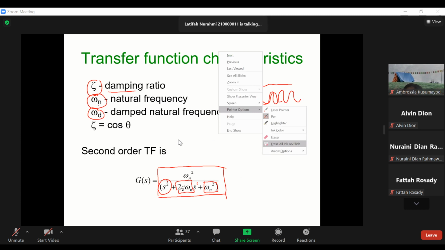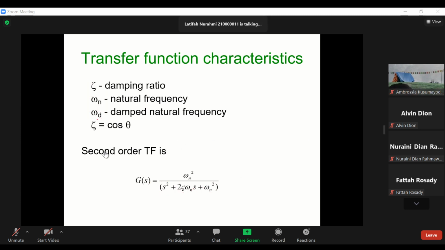So those two are different things. We have omega n, we have omega d. So those two are different, right? Omega n and omega d. So these three are the properties. There are still many other properties.